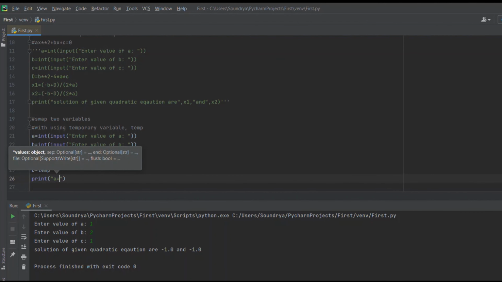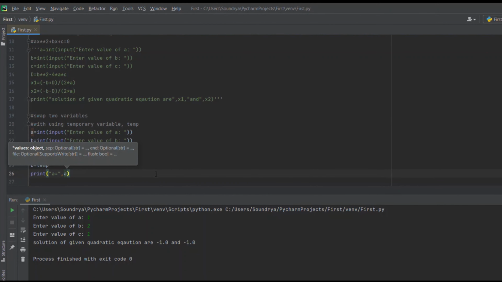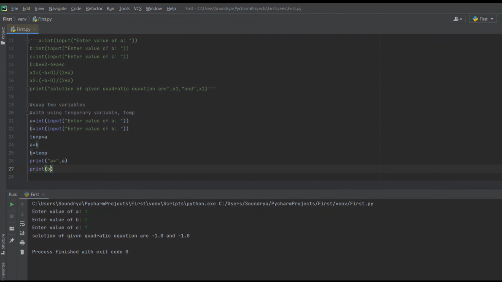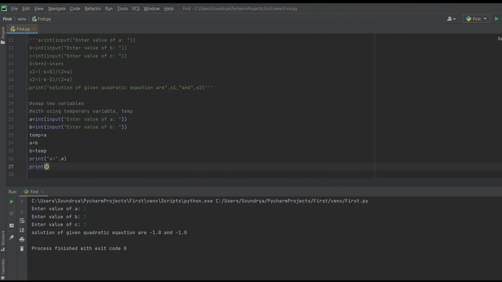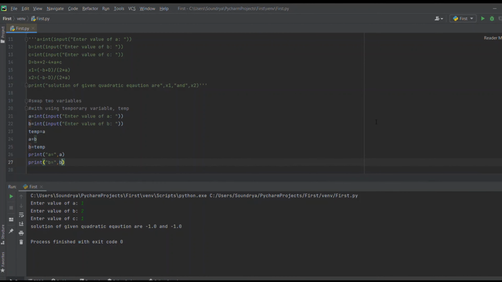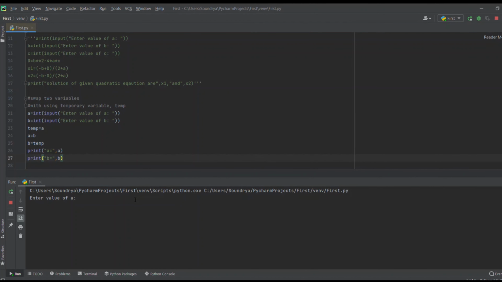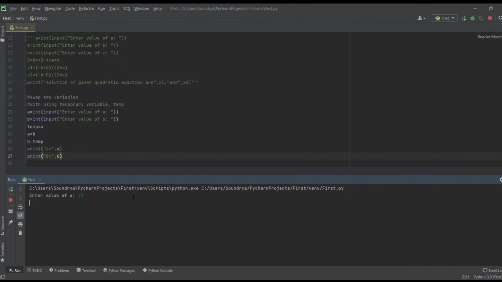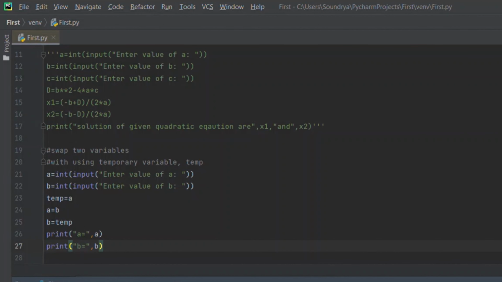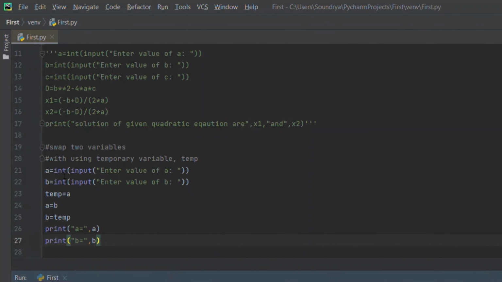a equals value of a and again print b equals value of b. Now let us check it. Let the value of a be 10 and value of b be 20. Now we can see that a equals 20 and b equals 10. So our variables have been swapped.